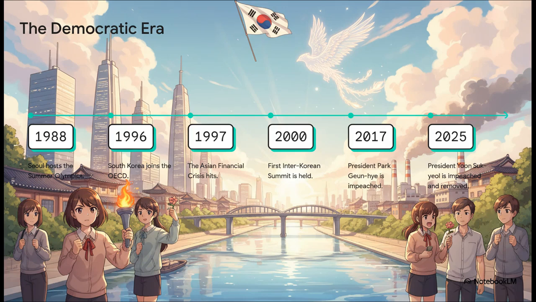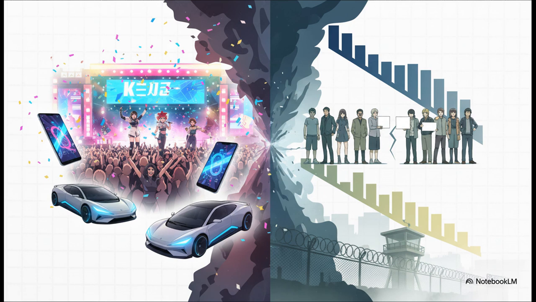They hosted the Olympics in '88, joined the club of wealthy nations, the OECD, in '96. They got hit hard by the Asian financial crisis but bounced back. They even held the first ever summit with North Korea in 2000, and a huge one. In 2017, their first female president was impeached and removed from office. Then, in 2025, President Yoon Suk-yeol was also impeached and removed, which just goes to show how seriously they take democratic accountability.